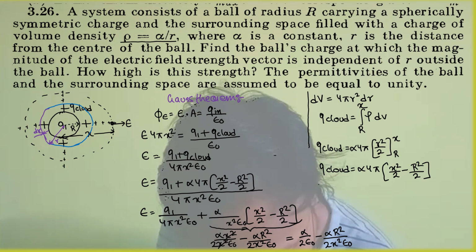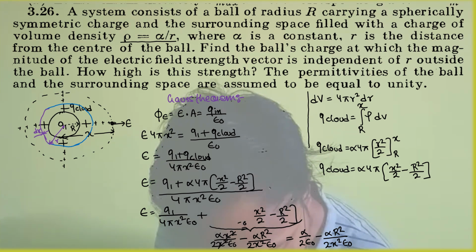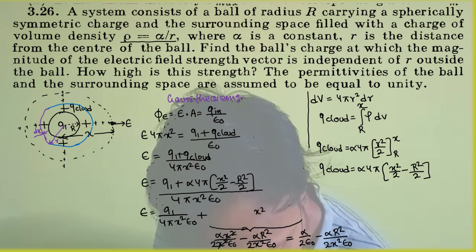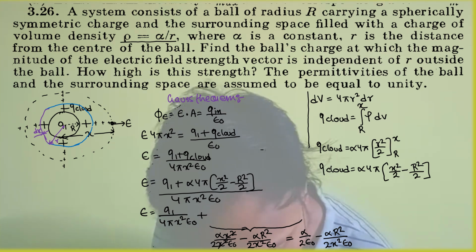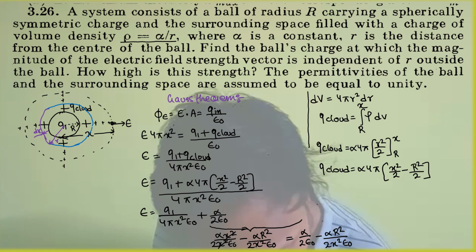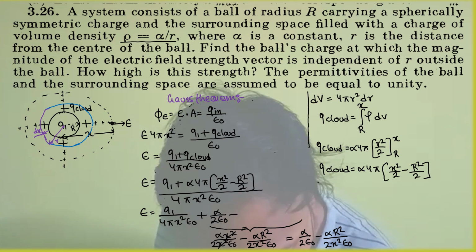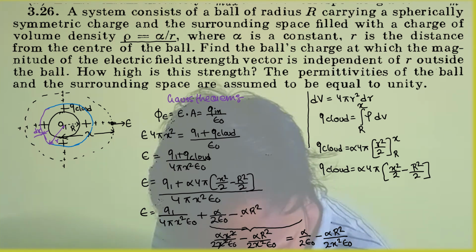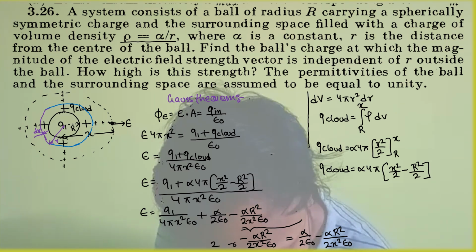So this entire term becomes how much? Alpha by 2 epsilon naught minus alpha r square by 2x square epsilon naught. Simple enough. Okay. Now what I'll do is I'll separate the terms of x.